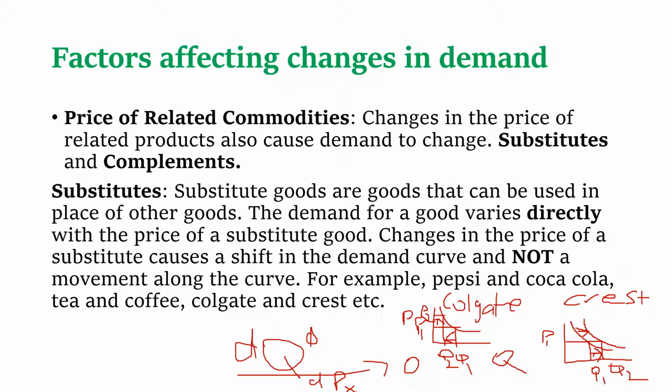So if you have complementary goods, when the price of a related product increases, the demand for the good falls. When the price of the related product falls, the demand for the good increases. So in other words, the price of a related product and the quantity move in opposite directions. Okay, good.